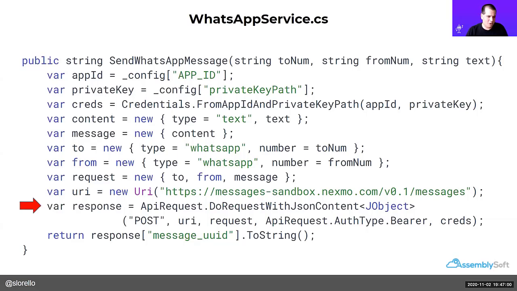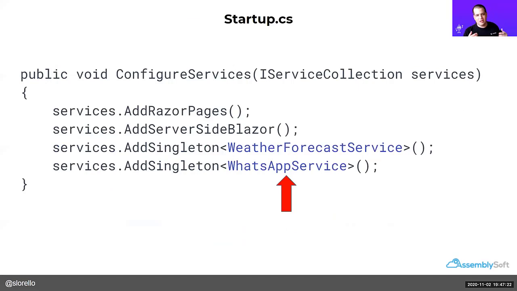With the URI, the credentials, and the request structure, we just make the request to send the WhatsApp message using a utility method in the Vonage .NET SDK. And we're just going to store the output in the JObject and access the message ID, which we're going to return and display.